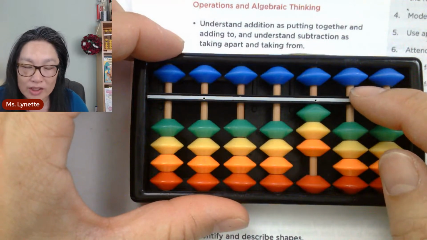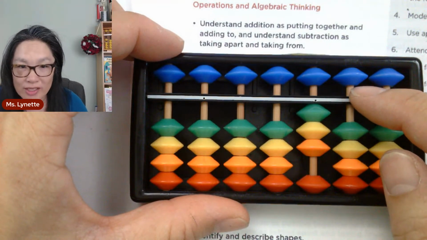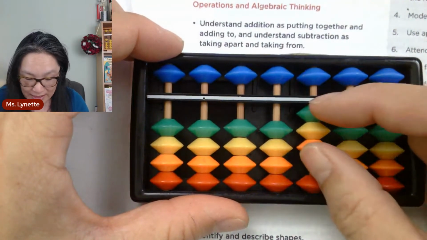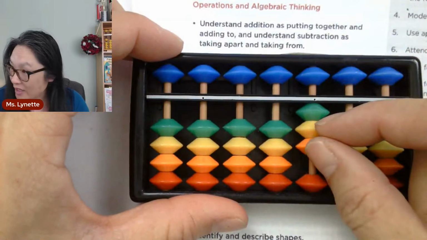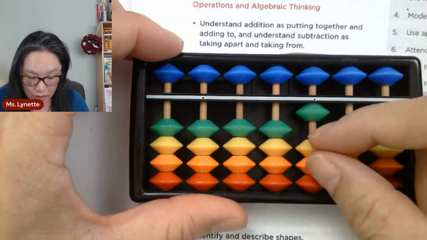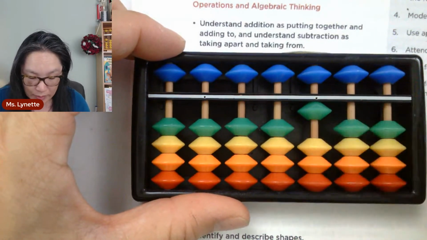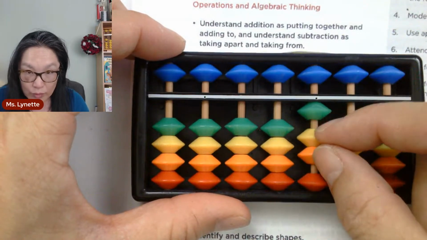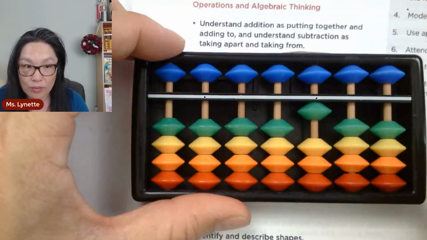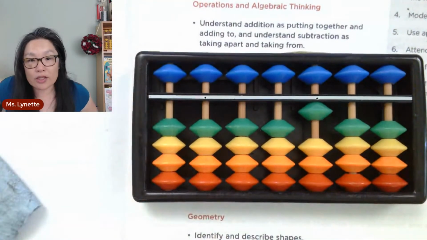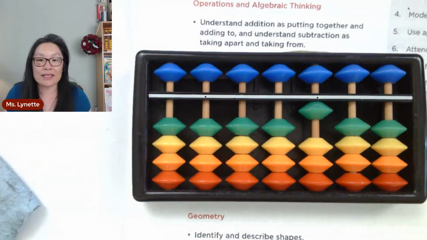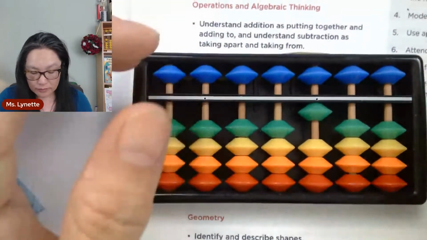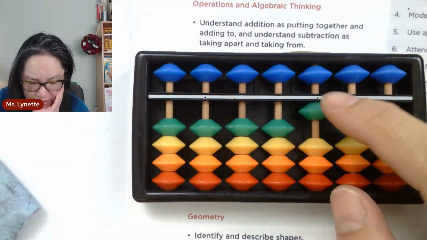Now, how do we understand subtraction as taking apart? Well, we can take it apart, right? If we have 3 and we want to take apart, we take away 2. We're breaking it apart, we're removing it away from the horizontal bar. So that's showing the children the algebraic thinking on an abacus. And that's really interesting.